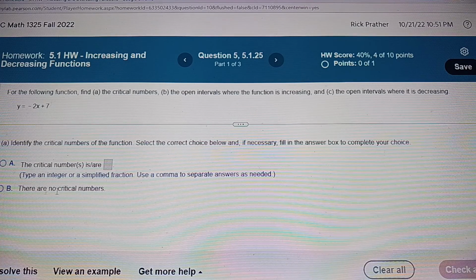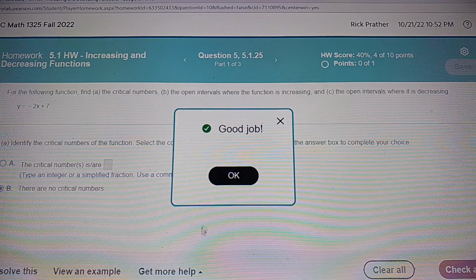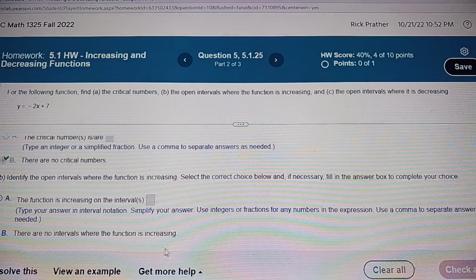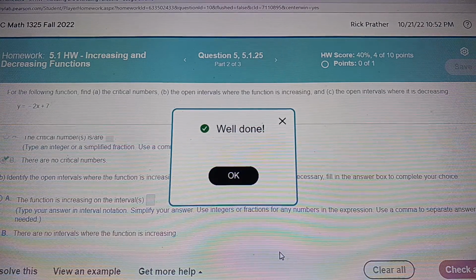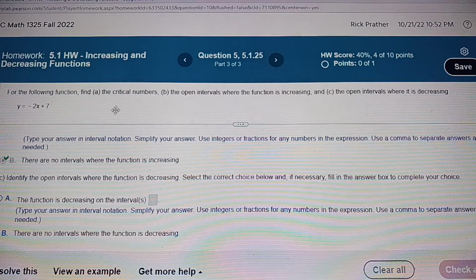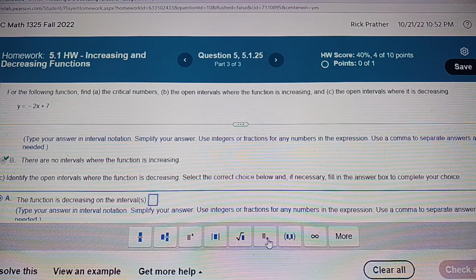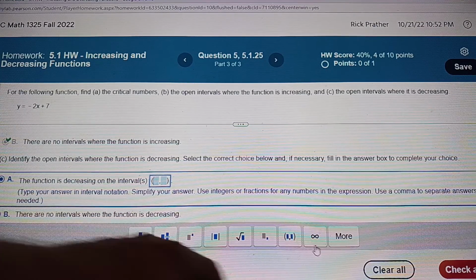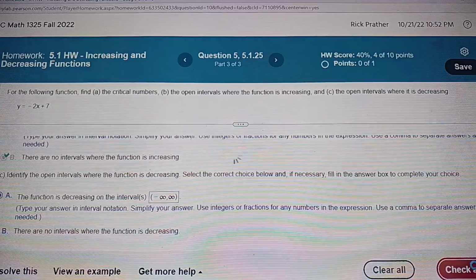So there are no critical numbers. Not every function has a critical number. They're very special, actually. And the graph is literally never increasing. You don't have to get all the answers in every section; it doesn't always happen. It's constantly decreasing for the entire domain, and the domain of all polynomials is negative infinity to infinity. So this graph is always decreasing over its entire domain.